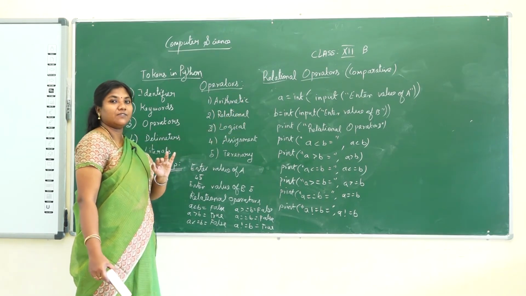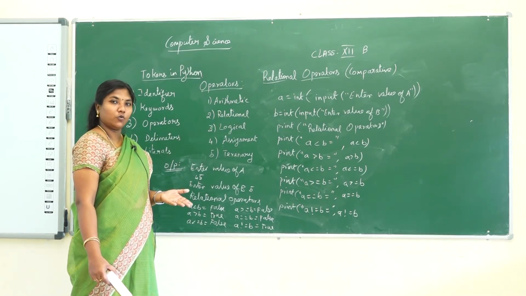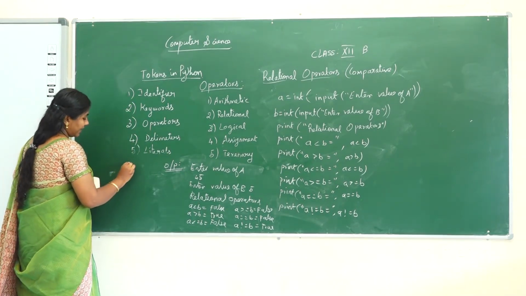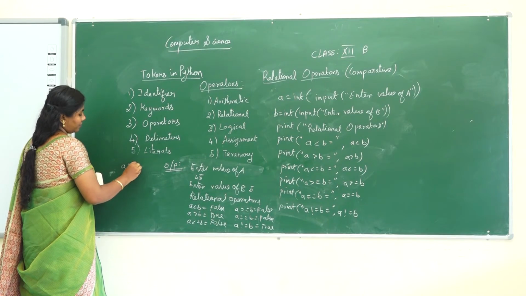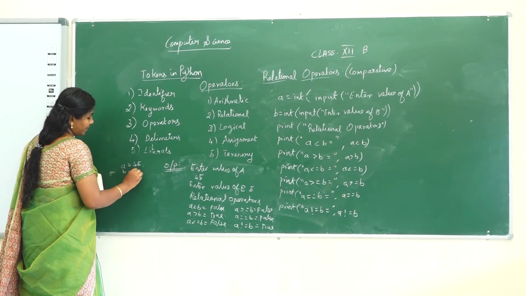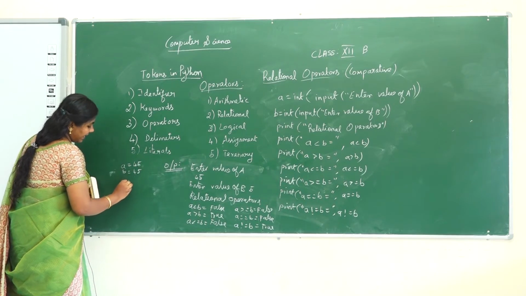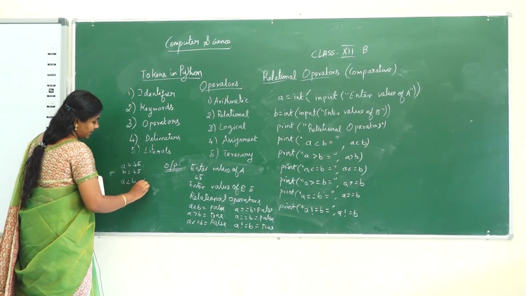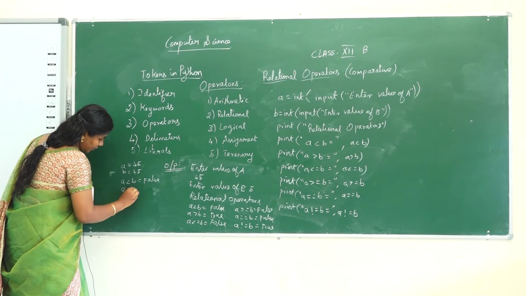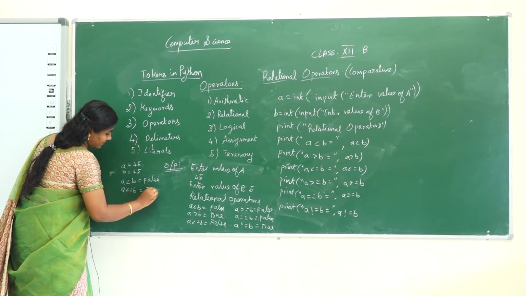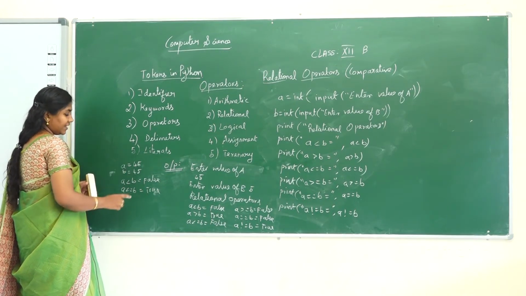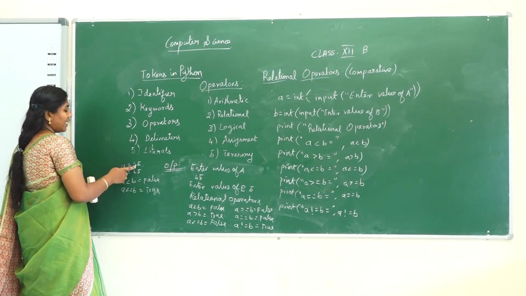So relational operators will be giving the value as either true or false. Suppose I am having the value of A as 45 and I am having the value of B as 45. Then in A less than B, I will be having the value as false. In A less than or equal to B, I will be having the value as true, because it is either less than or equal to, and the value here is equal.